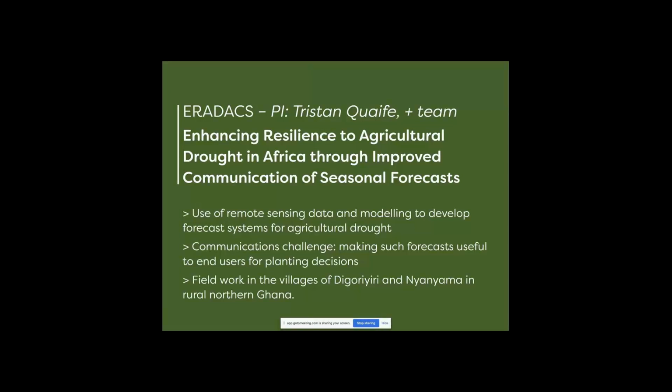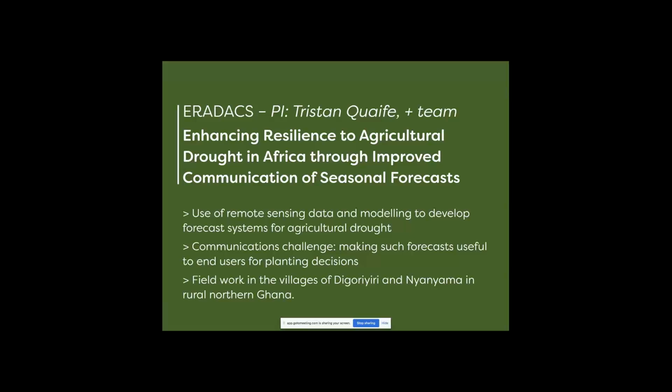I was actually only a quite small part of this work. I was a postdoc at the time. The project was run by Tristram Quaife here at the University of Reading. Really, this was looking at the use of remote sensing data and modelling to develop forecast systems for agricultural drought.